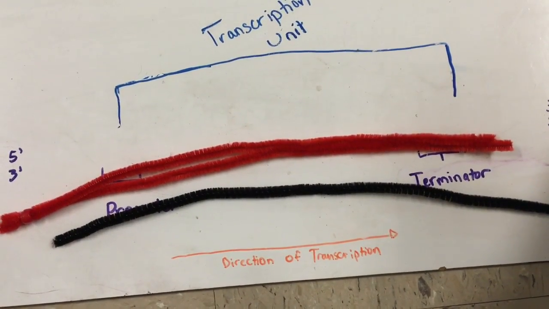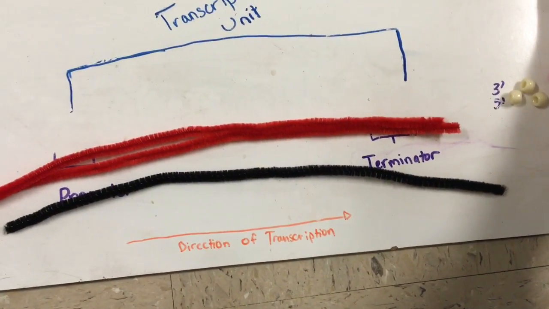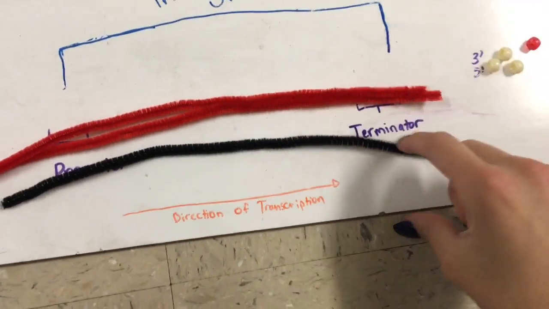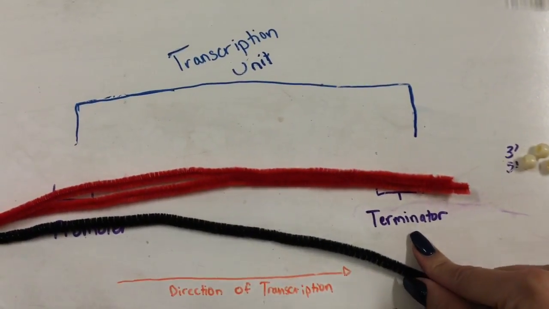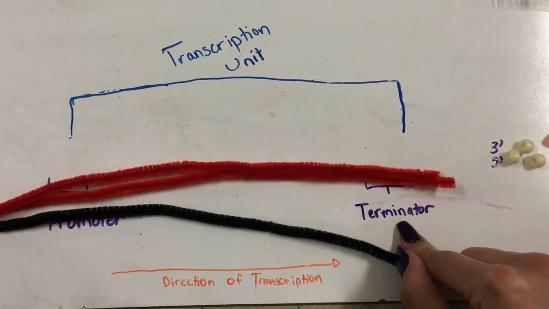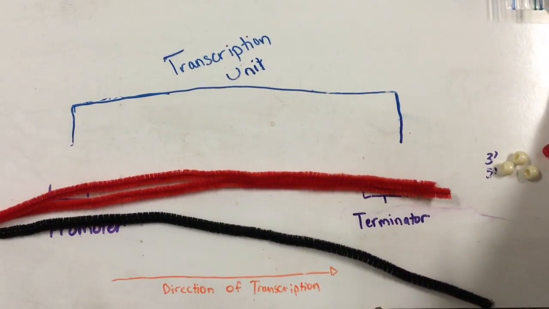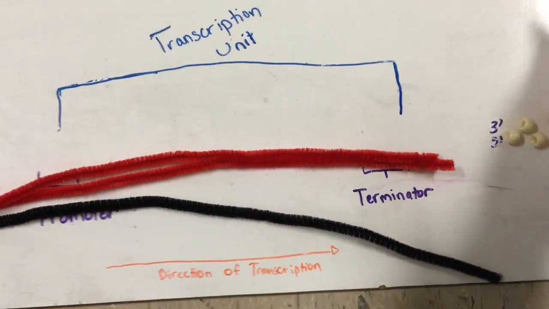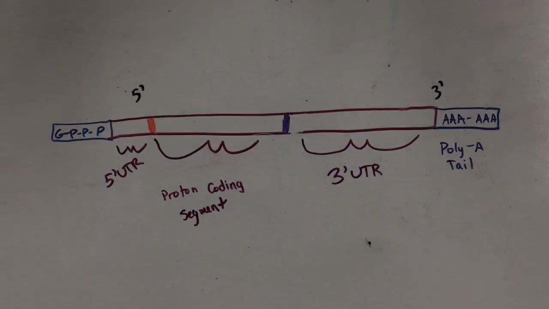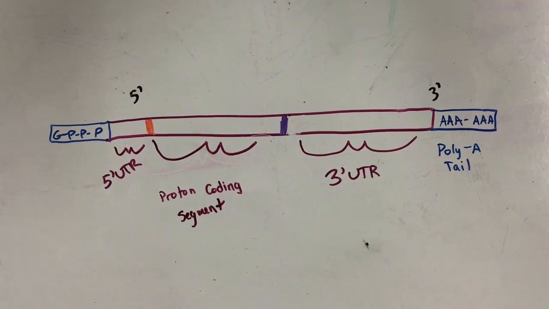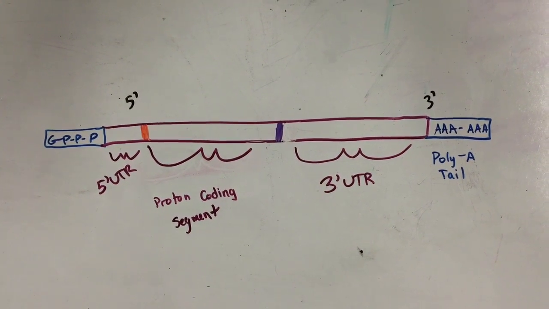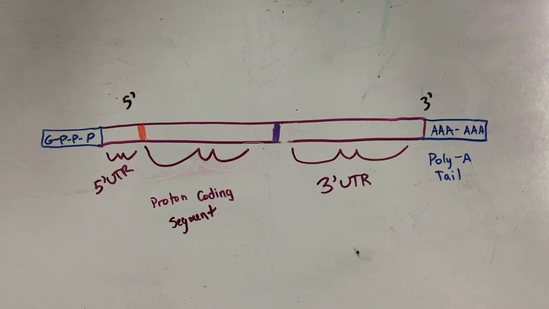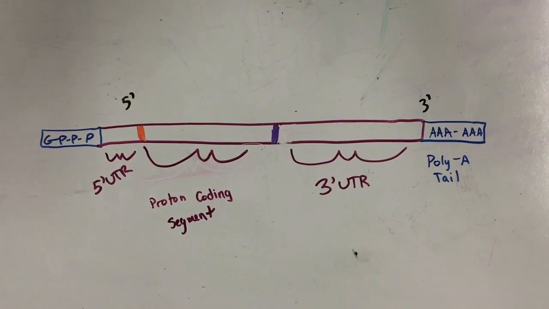The RNA polymerase finishes at the area where the terminator is, which is a sequence of DNA that signals the end of transcription. After transcription, eukaryotic cells modify RNA. During this RNA processing, both ends of the primary transcript are altered.